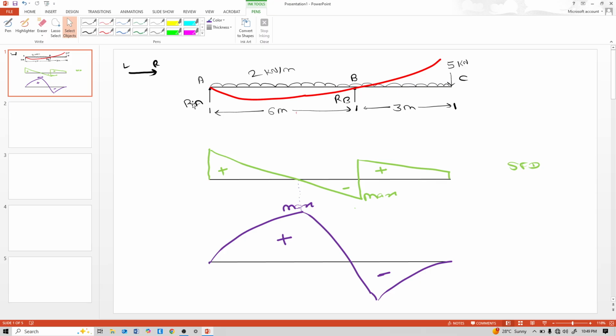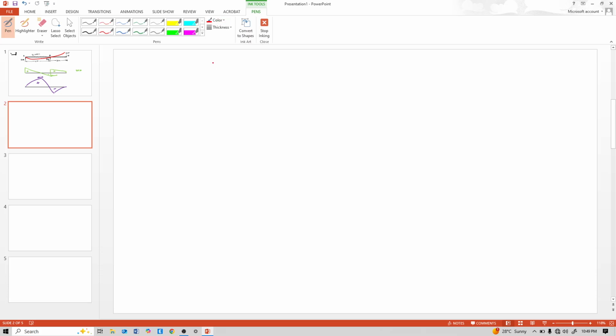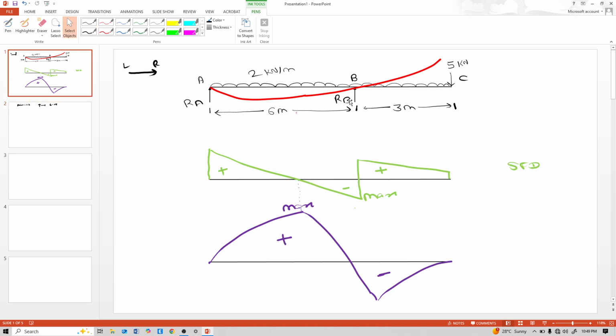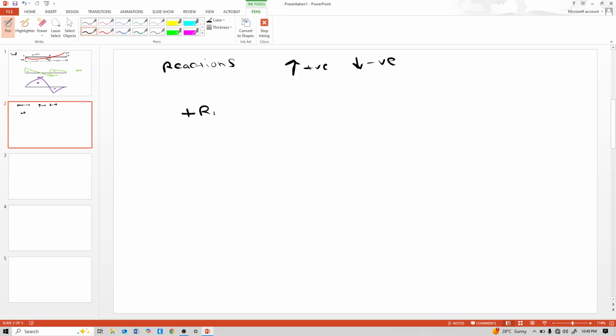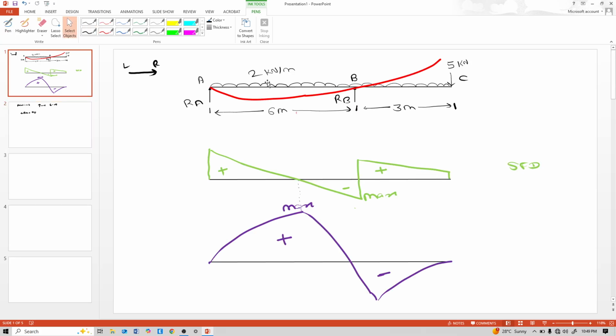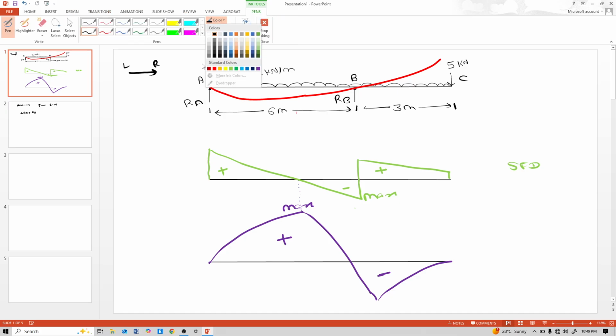Now calculate the exact RA and RB reactions. Vertical upward reaction is positive and downward reaction is negative. So RA and RB are upward vertical, so positive RA plus positive RB, and this 2 kN per meter is acting like this.